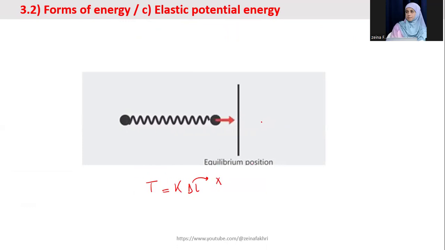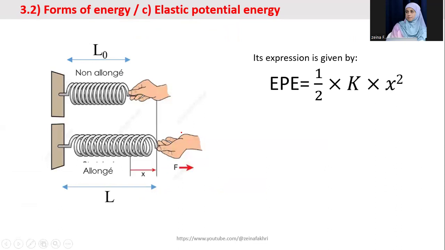Now, due to this variation and due to the work of this force, we will have a storing of energy at a certain position, and this is what we call the elastic potential energy. So this elastic potential energy is given by half kx squared, where you have to pay attention that k is the stiffness of the spring, and x is the variation of length in the spring.